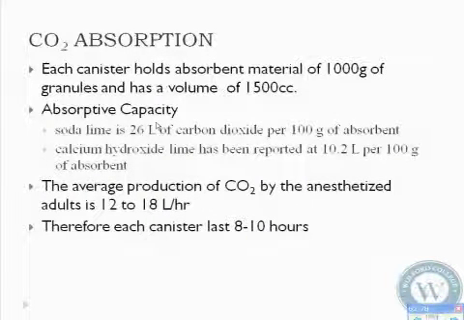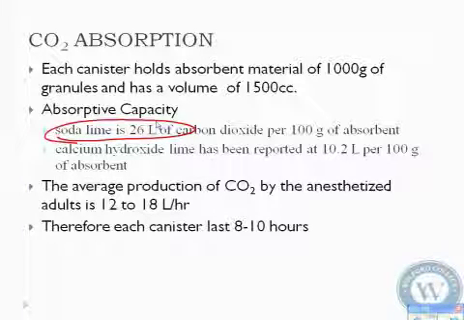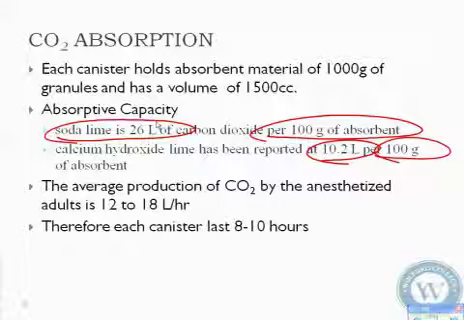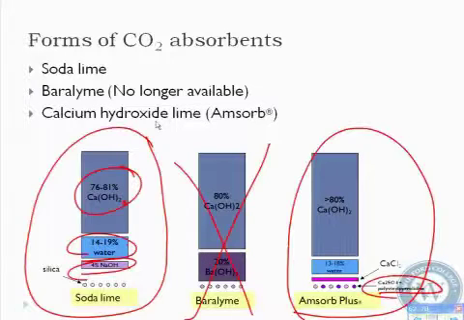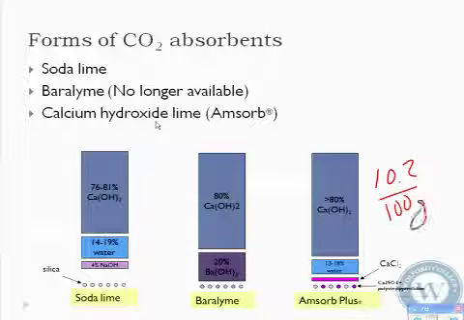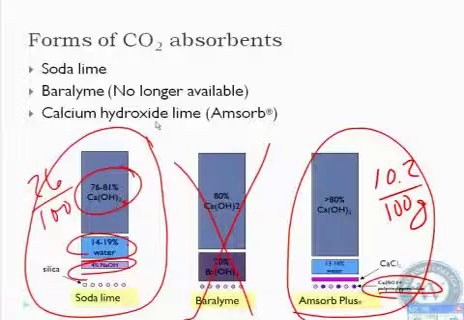Okay, so some important numbers here. Each canister of absorbent is going to hold about 1,000 grams of granules. Soda lime absorbs 26 liters of carbon dioxide per 100 grams of absorbent. Make sure you know that. Calcium hydroxide is 10.2 liters per 100 grams. So looking back here, this one is less effective. You're going to see about 10.2 per 100 grams, and over here, you can have upwards of 26 per 100 grams.